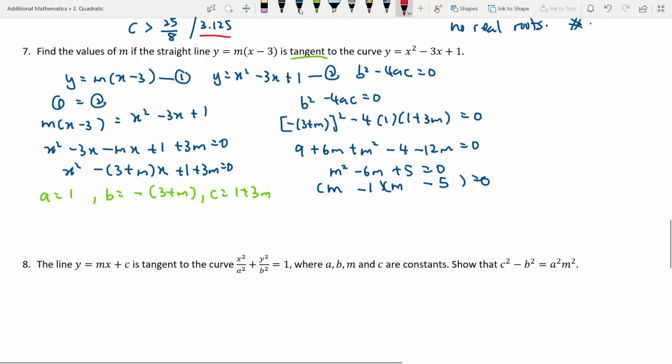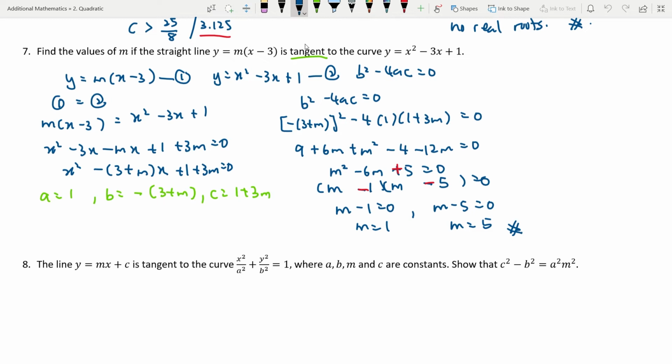And we need to check: negative and negative, we get a positive. So m - 1 = 0, m = 1, or m - 5 = 0, m = 5. So we have two values for m.